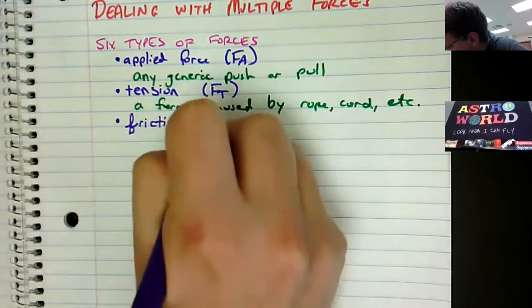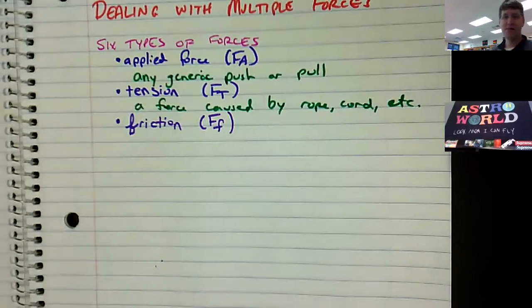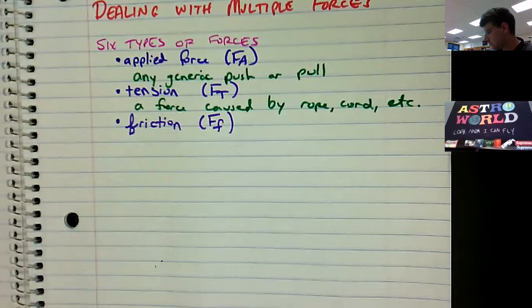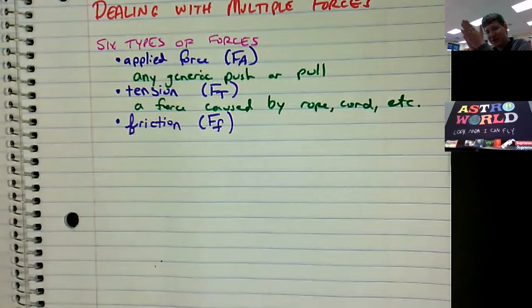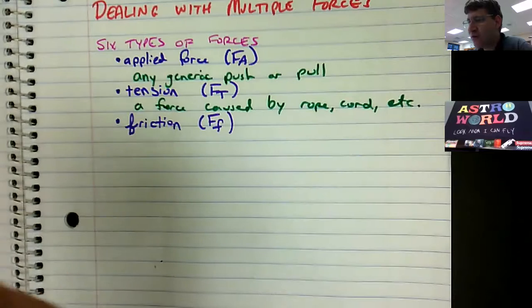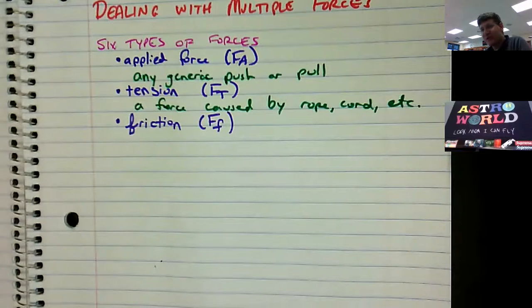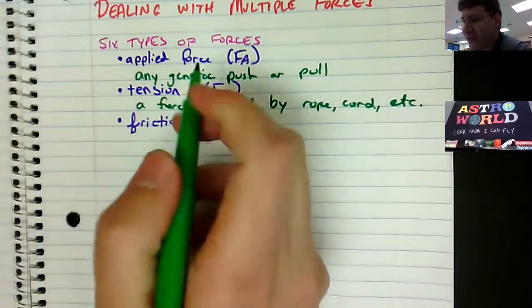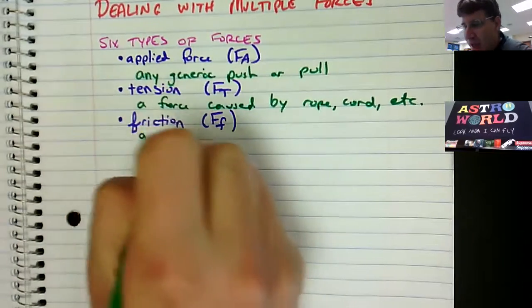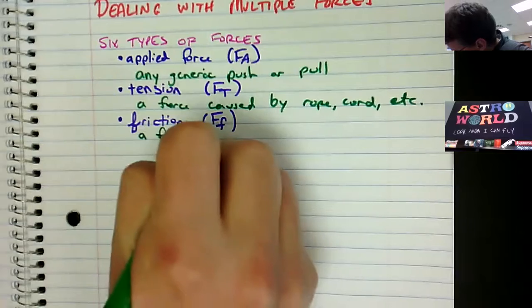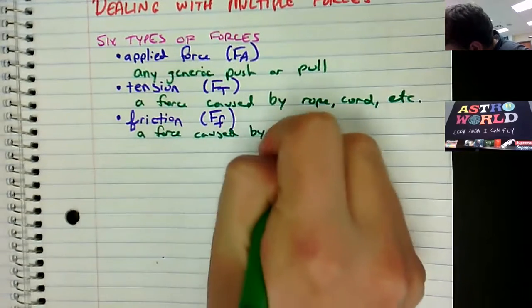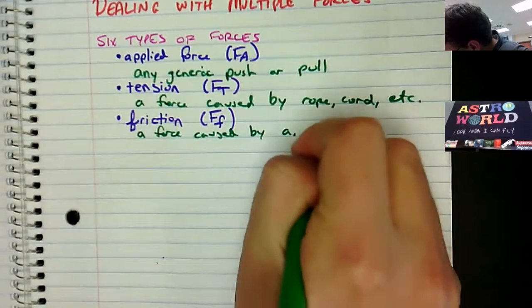The next one is friction, which we're going to abbreviate FF. You kind of know what friction is. If you rub your hands together, that's friction. But the key thing about friction is that it's a force that opposes motion. It's always going to be trying to slow you down, always going against the direction you're moving. So friction is a force caused by a surface that opposes motion.